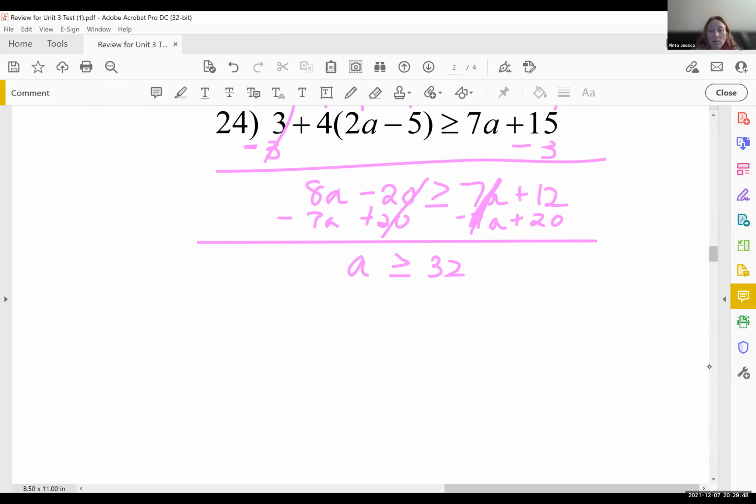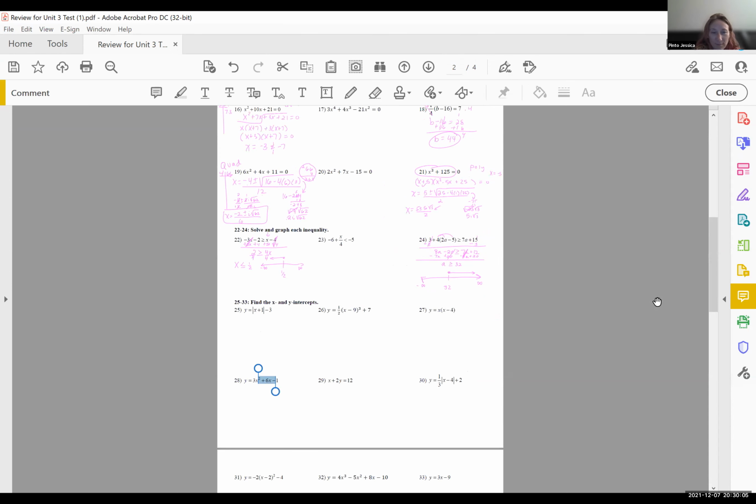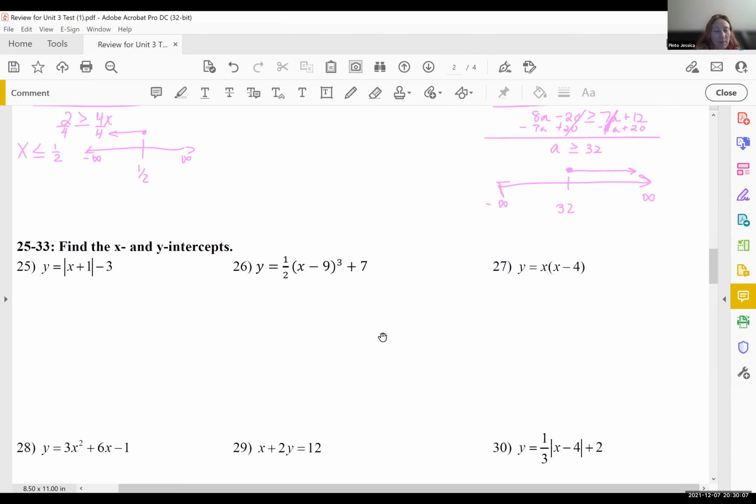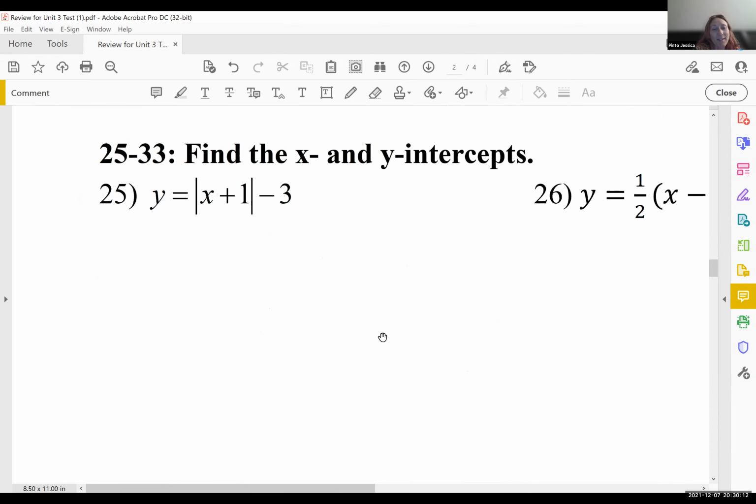So this one again has a closed circle because of the underline. Negative infinity, positive infinity. Here's 32. And it's a closed circle, and greater than goes towards positive infinity. Beautiful. Okay. Find the x and y intercepts. Oh, I'd love to. So y-intercepts are easier. So I'll find those first. That's 0, comma, for the y-intercept. And I would get 0 for y.